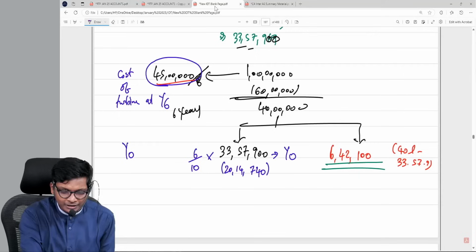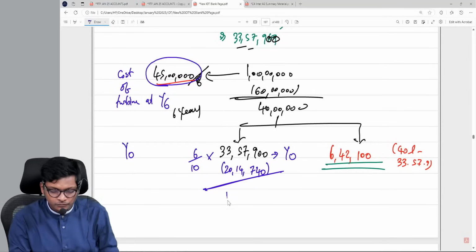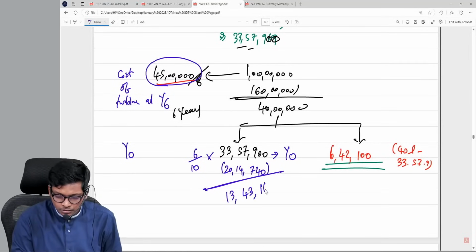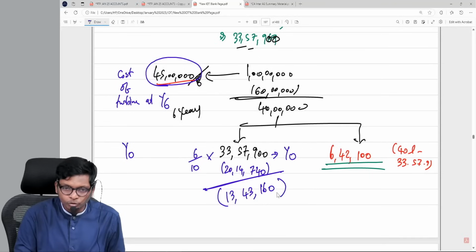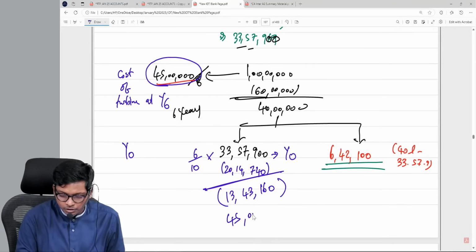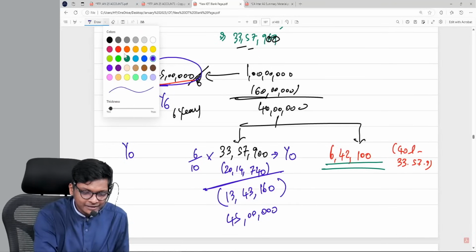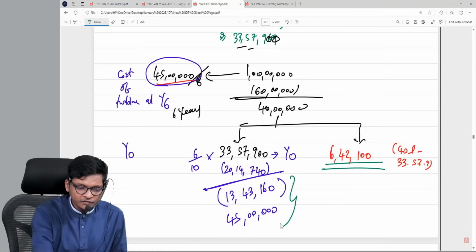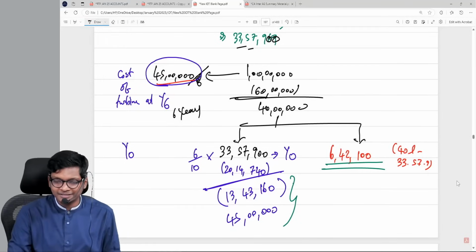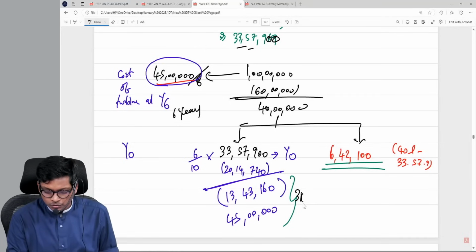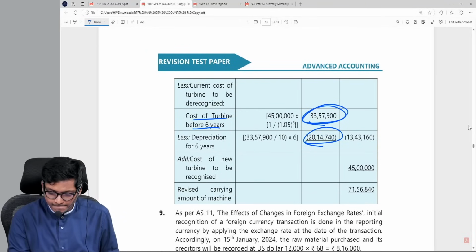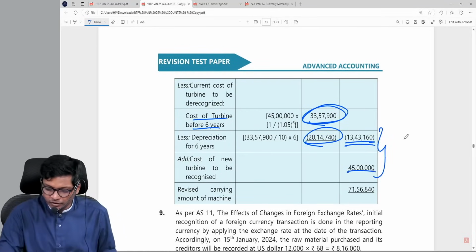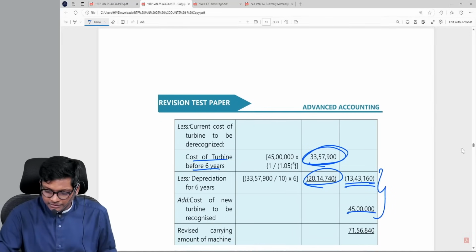20,14,740. Therefore, what is the value of asset now? 13,43,160 is the value of asset now. This asset only will be removed and replaced with the new turbine of 45 lakhs. What is the net value of these two? 45 lakhs minus 13 lakhs 43,160. 31,56,840 is what we should be having here. In the net, 13,43,160 minus 45.